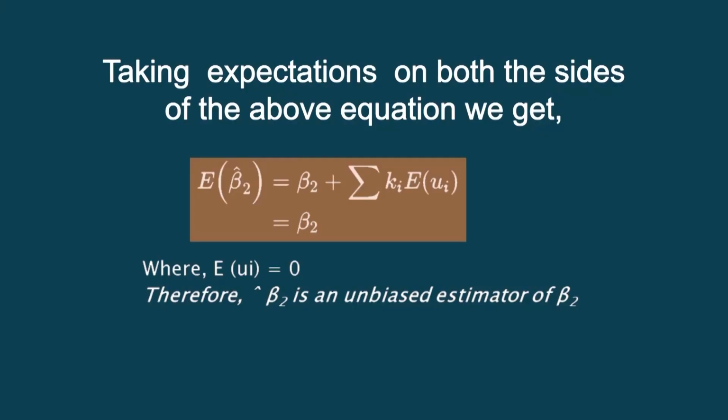So it ends up with the final expression, which is expectation of beta 2 hat equals beta 2, given that expectation of ui is 0.